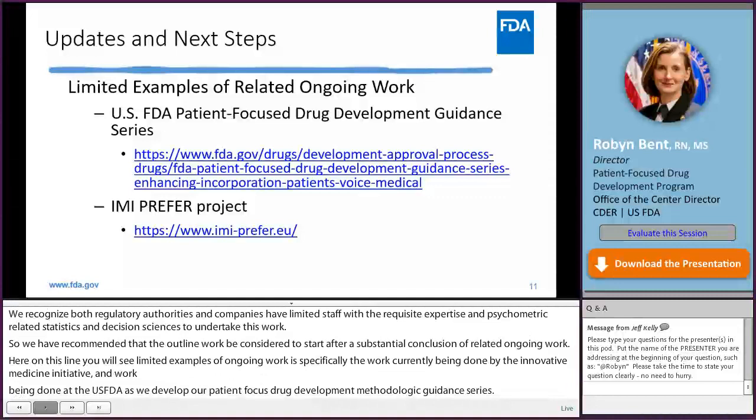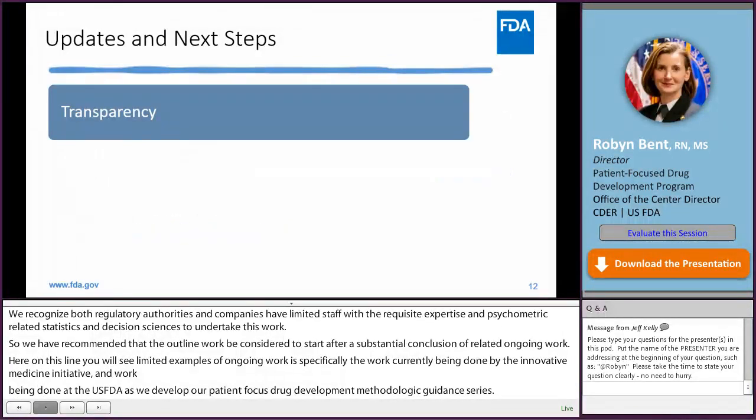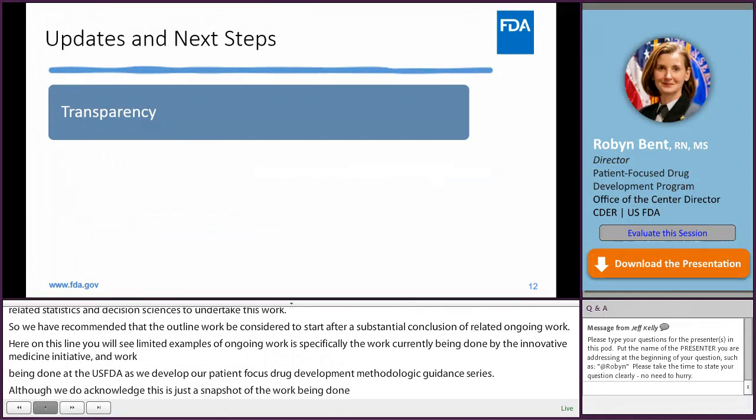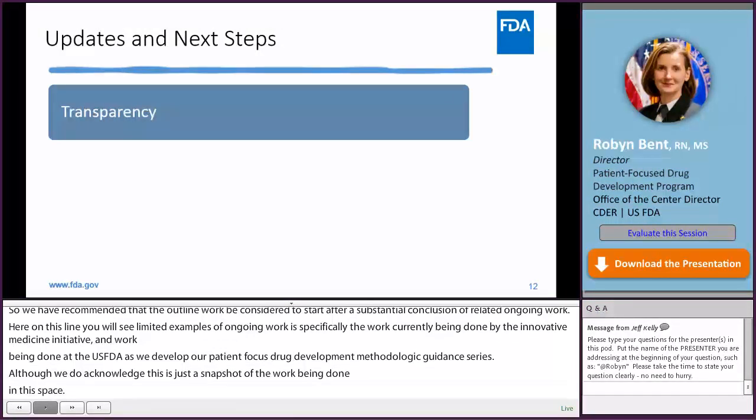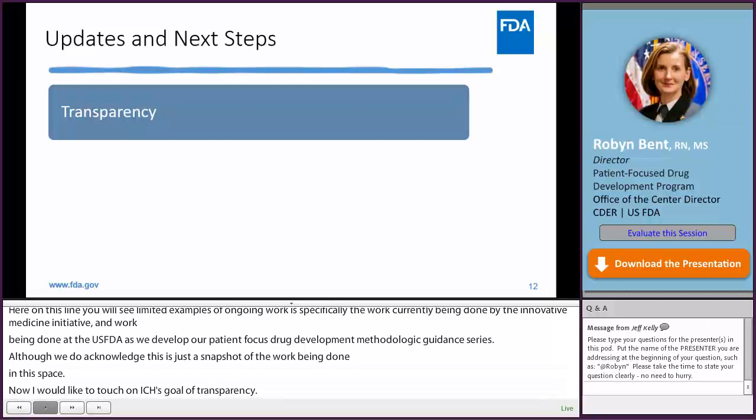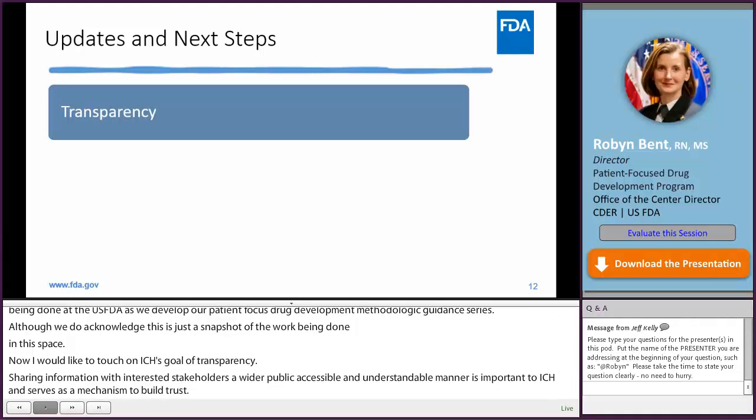And so now I'd like to just touch a little bit on ICH's goal of transparency. Sharing information with interested stakeholders and the wider public in an accessible and understandable manner is important to ICH and serves as a mechanism to build trust. By making information publicly available, the ICH Assembly and its Management Committee hope to make the ICH process ever more transparent so that all stakeholders can be informed on important decisions and real-time progress of the ICH guideline development.